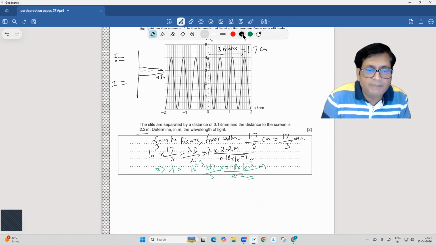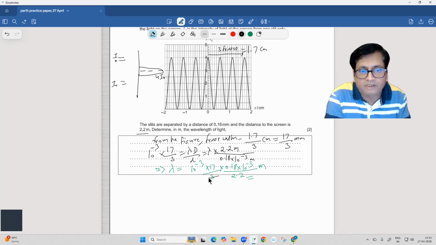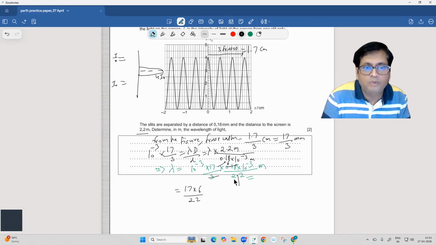तो मैंने 3 को इसलिए पहले कट नहीं किया था कि मैं इसको अब कट कर सकता हूँ. This like 0.6, right? 3 6 18. I can cut this 0.6 and this decimal also. So it's like 17 into 6/22 into 10⁻⁶, right? The answer is 4.6 into 10 to the power minus 7.